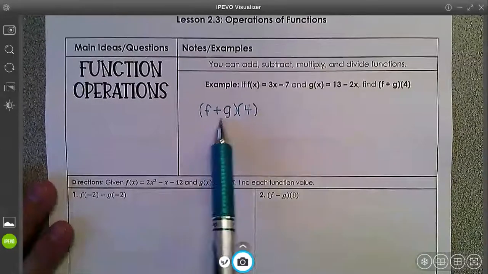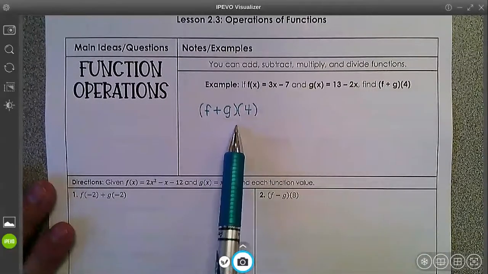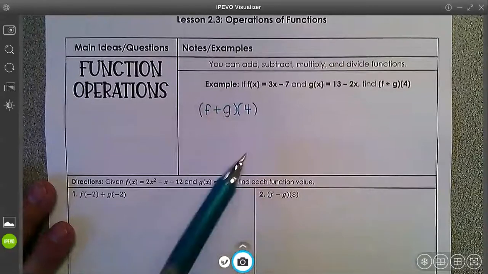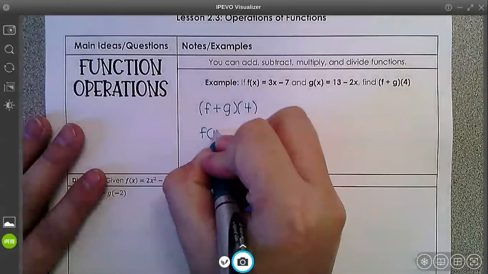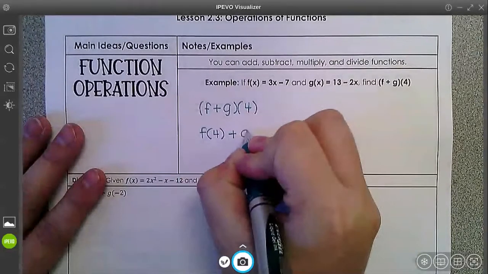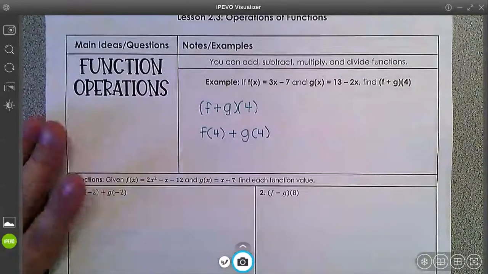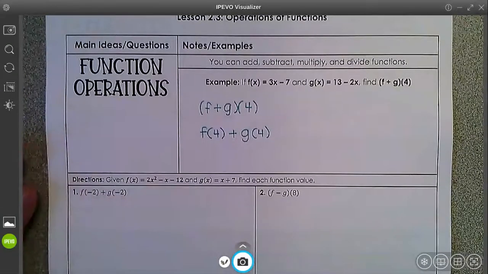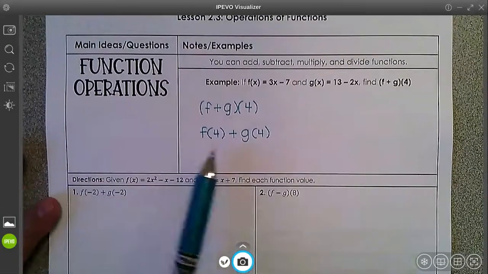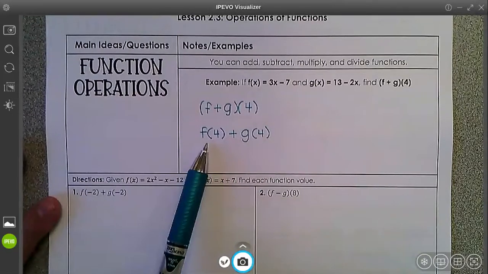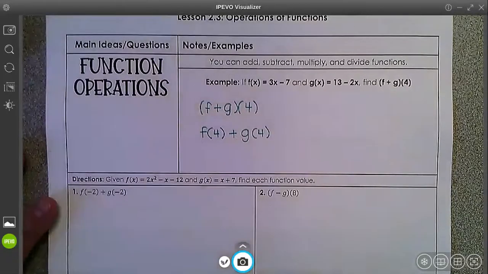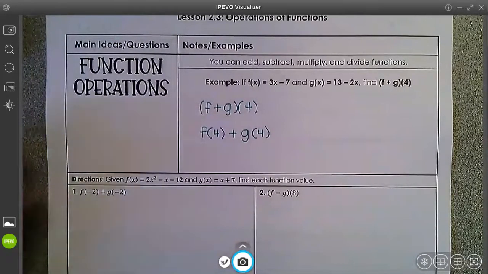That's not F plus G times 4. It's just something with our functions. What that means really is F of 4 plus G of 4. So we're going to take our two functions, we're going to evaluate them separately, and then add our answers together. So think back to what we first learned.